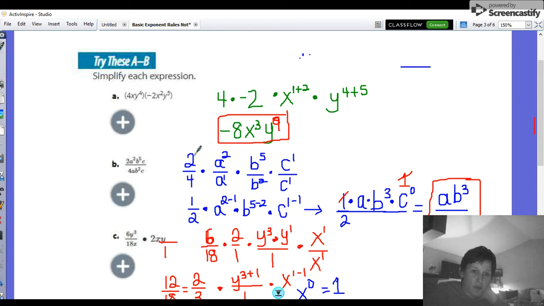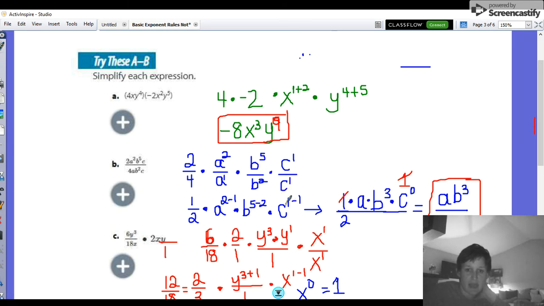We have 2 over 4. Those are our constants. Then we have a squared over a to the first. That's in the denominator. b to the fifth divided by b squared. Then we have a c in the numerator, so that's c to the first, and 1 in the denominator. So now let's begin simplifying. 2 over 4 is 1/2. We're going to subtract top to bottom. So 2 minus 1, 5 minus 2, and 1 minus 1.